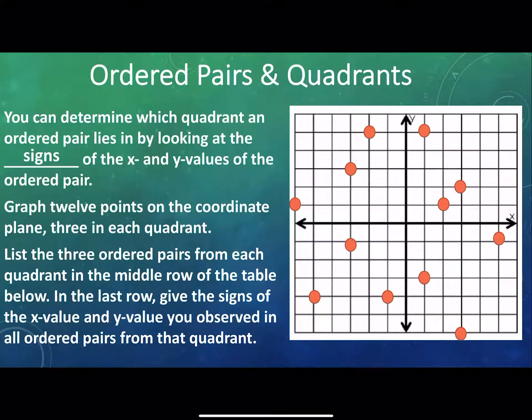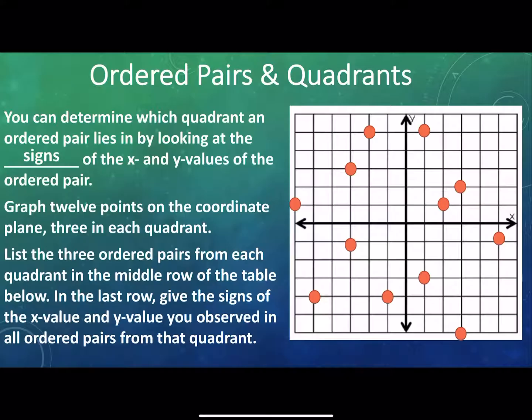I want you to think back to 6th grade here. Whenever you plotted points on a coordinate plane, you might have done a little bit of it in 7th grade. We want to list the 3 ordered pairs from each quadrant in the middle row of the table below, but just on your paper. I want you to list the 3 ordered pairs from each of the quadrants.